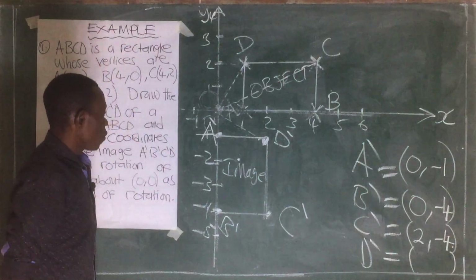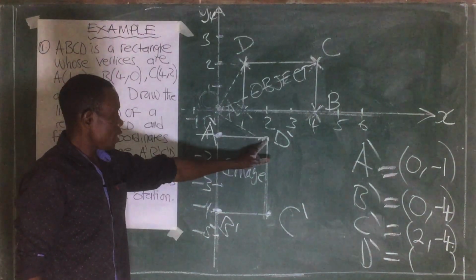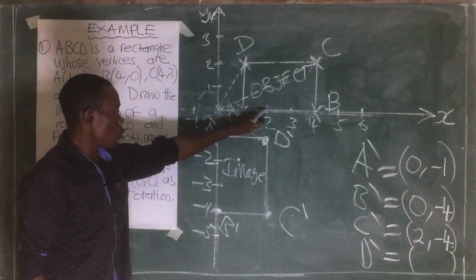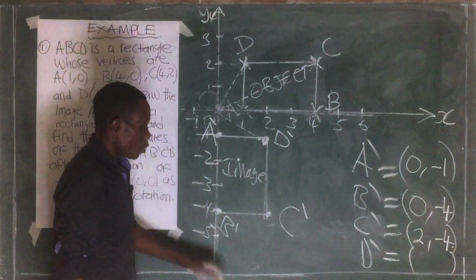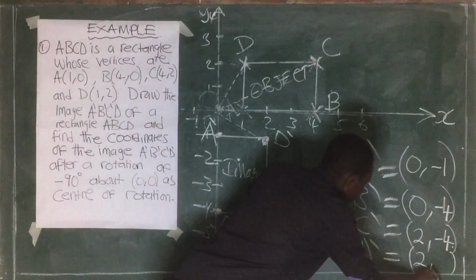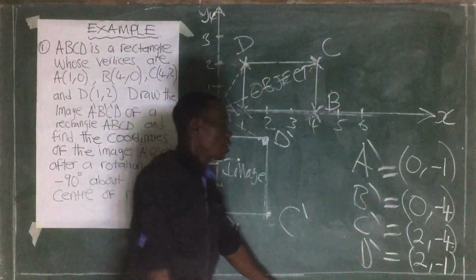And lastly, we have D. Point D is found at x is 2, y is negative 1. So you write here x is 2, y is negative 1.